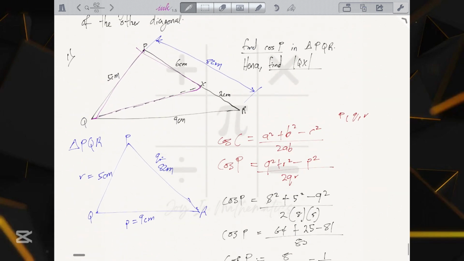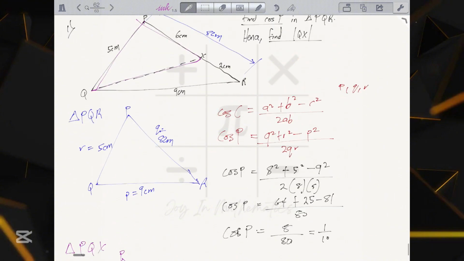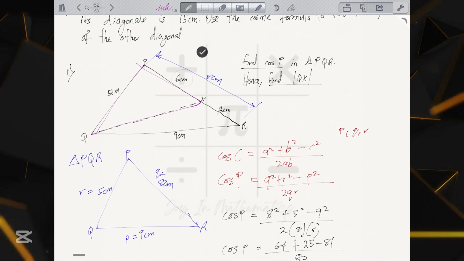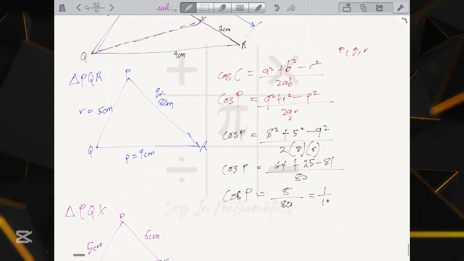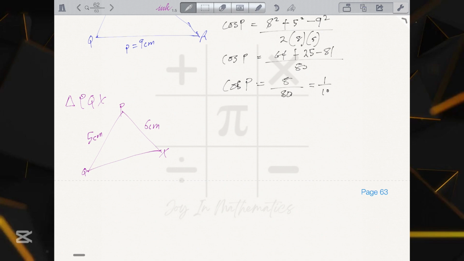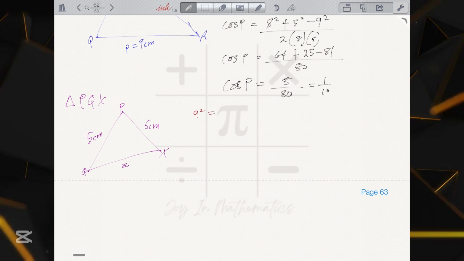Now with that, PQ is equals to 5 centimeters. PX in this case is equals to 6 centimeters. And we are looking for what? We are looking for QX. So let's call this X. Now, just as we have in trigonometry of cosine laws, A squared is equals to B squared plus C squared minus 2BC cos A. Likewise, with this, we have X squared will be equals to 5 squared.